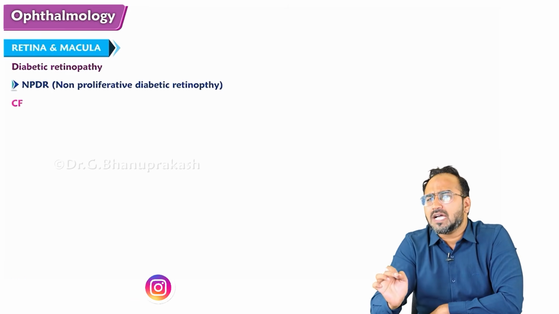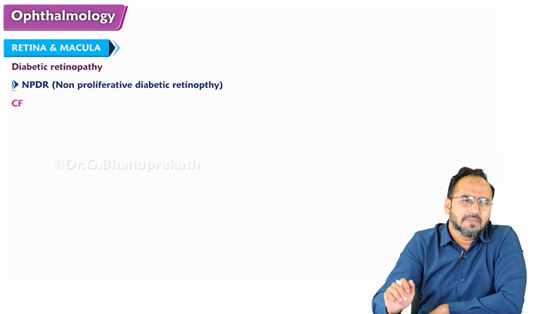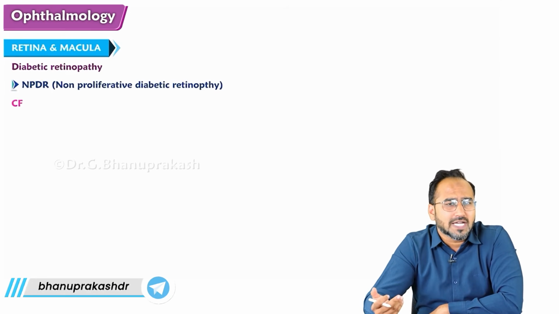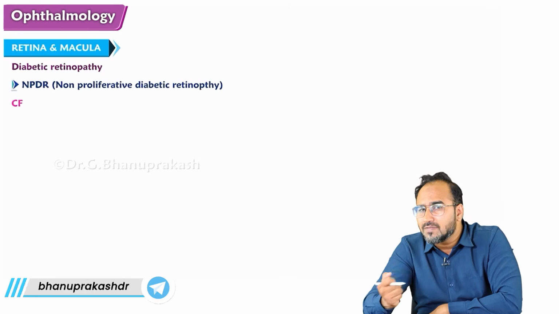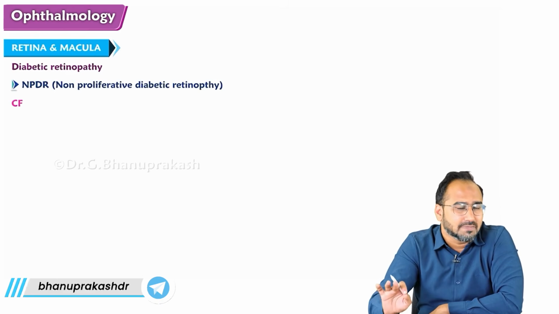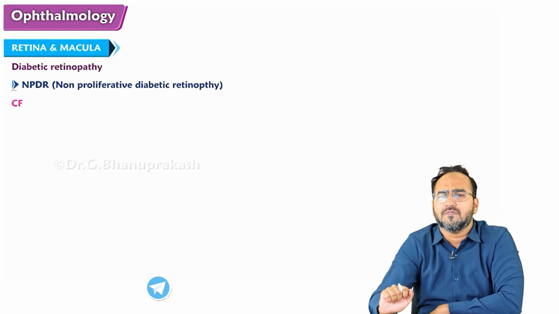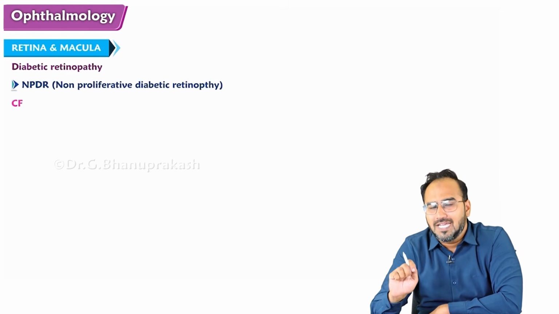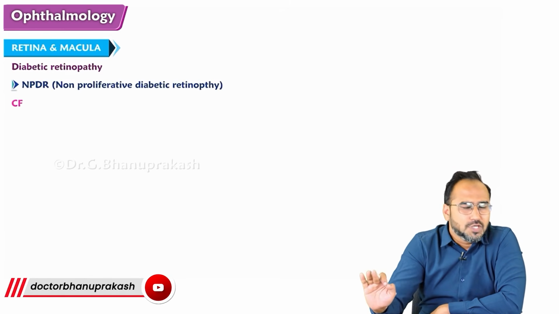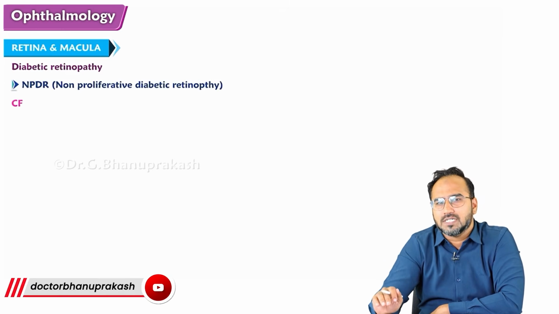In the initial stage, what does the patient complain of? The patient complains of black spots floating in front of his eyes. That is called floaters, which are also seen in retinal detachment. That is the main complaint. Why is the patient complaining of floaters? Because in diabetic retinopathy, the patient will have vitreous hemorrhage. Due to that, he will complain of floaters.